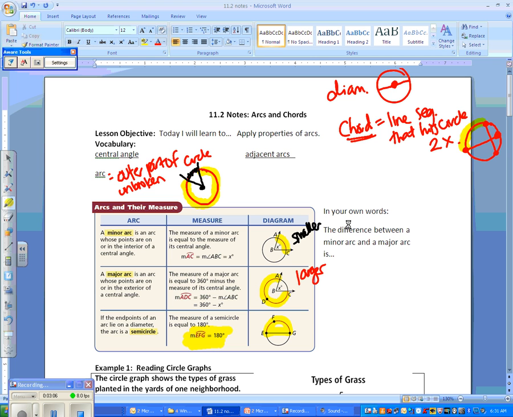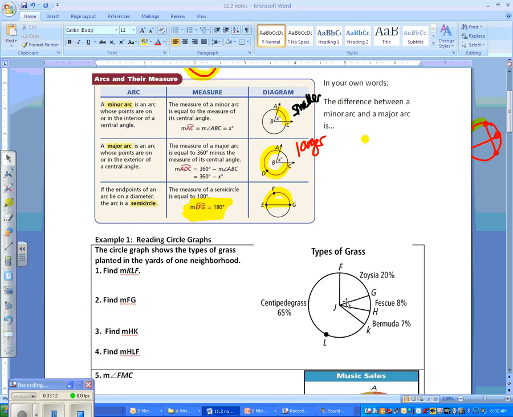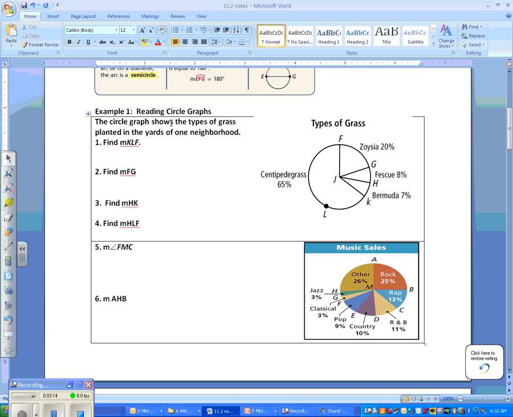So in your own words, write down what you think the difference is between a minor arc and a major arc. Okay. So the first thing we're going to be doing today is reading circle graphs, which some of you guys will think is a breeze, and some of you guys are like, I know I learned this somewhere, but I can't remember. So here it reads that the circle graph shows the types of grass planted in the yards of one neighborhood. Find the measure of KLF.